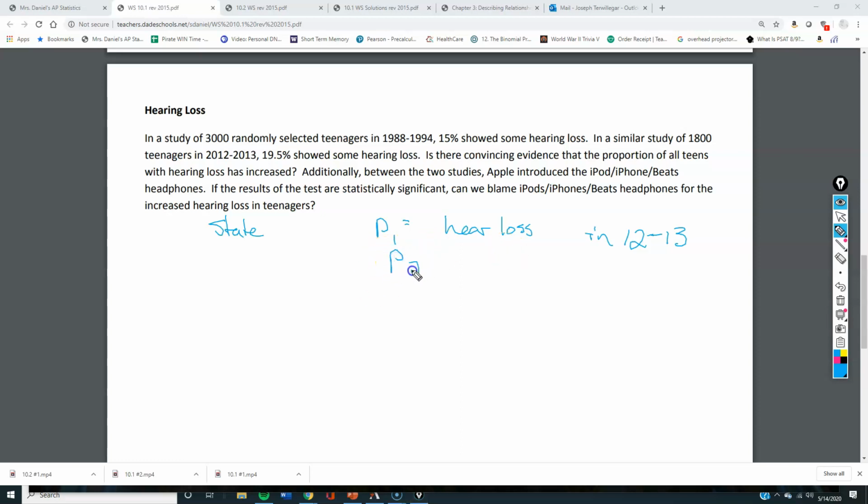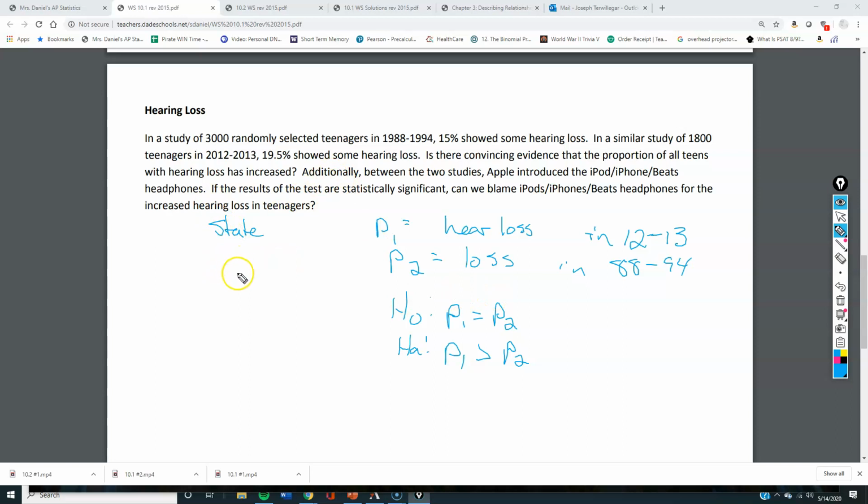I'm going to do P2 is hearing loss in 1988 through 1994. My null hypothesis is going to be that P1 equals P2, because we're going to assume they are the same. My alternative hypothesis is that P1 is greater than P2. There should be more hearing loss in P1. Here, calculator, I think I did the opposite. So hopefully I didn't. We'll see.